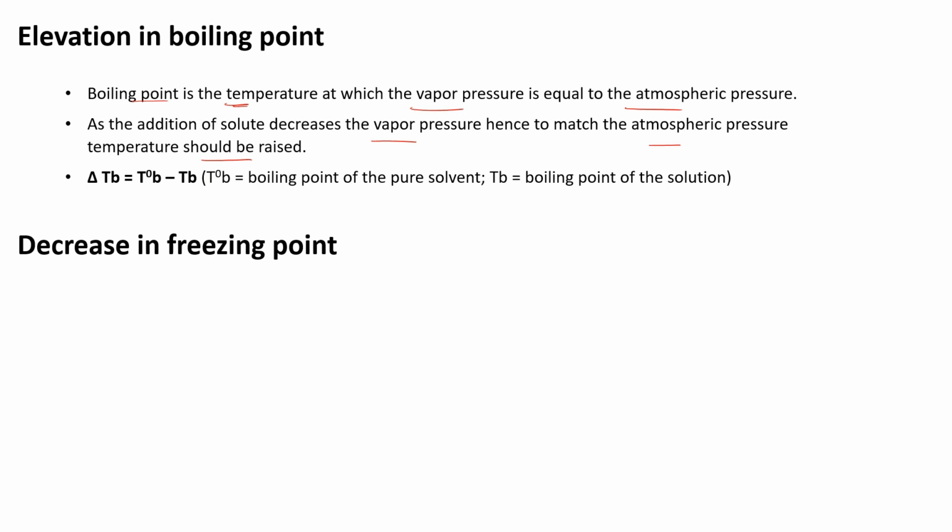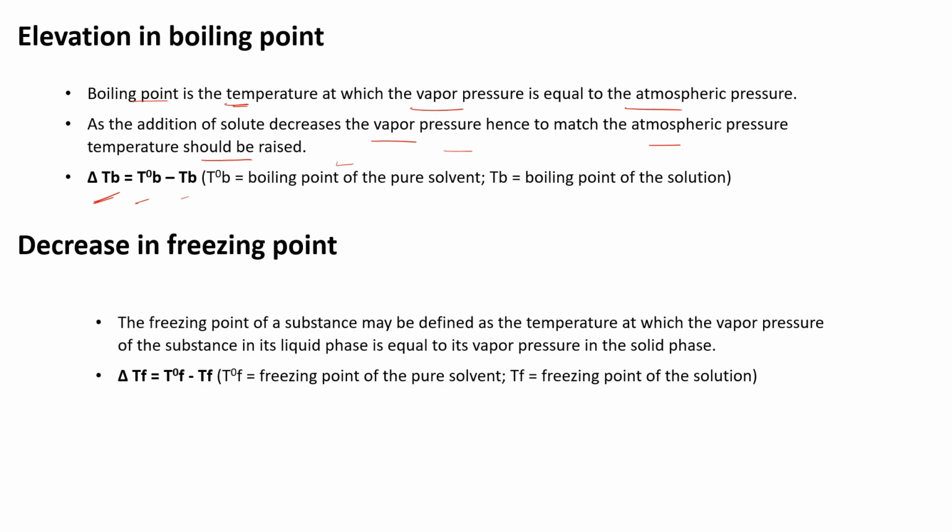What is boiling point? It is the temperature at which vapor pressure is equal to the atmospheric pressure. Because of addition of solute, vapor pressure goes down. Now to match it with the atmospheric pressure, the temperature should be raised. The formula is change in boiling point equals the boiling point of the solution minus the boiling point of pure solvent. What happens to freezing point? Decrease in freezing point. Why? Because freezing point is the temperature at which vapor pressure of the liquid phase and vapor pressure of the solid phase are equal.